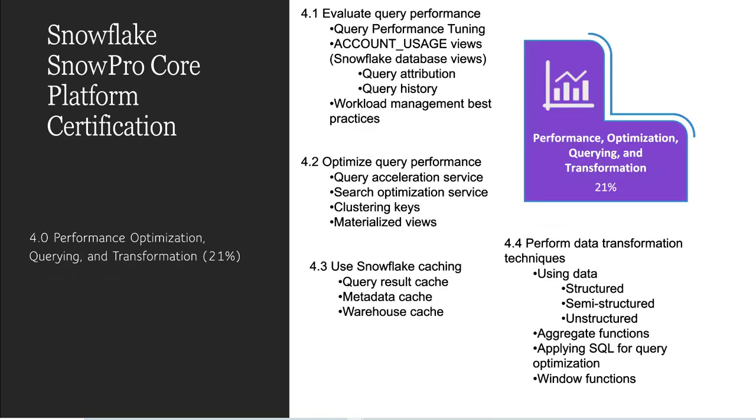The section of the exam covering performance optimization, querying, and transformation is worth 21%. To answer the questions in the section, you'll need to understand Snowflake caching, how to evaluate and optimize query performance, as well as how to perform data transformation techniques.